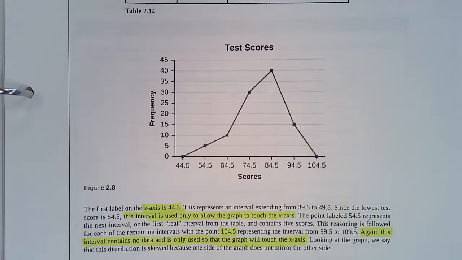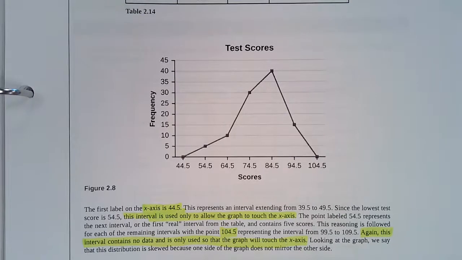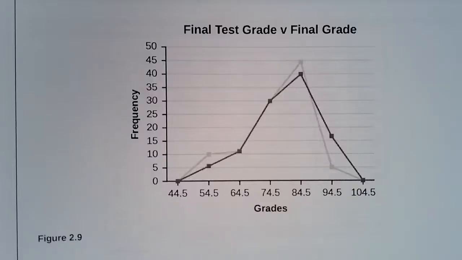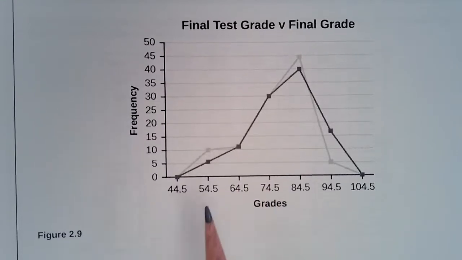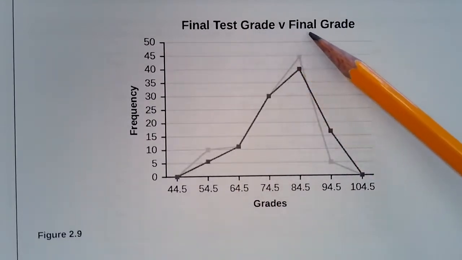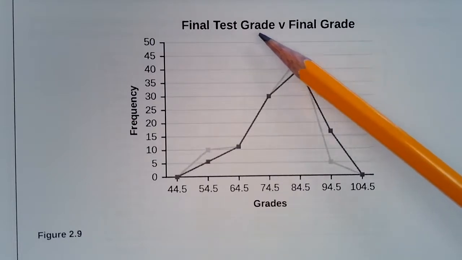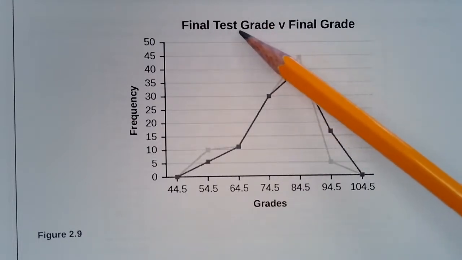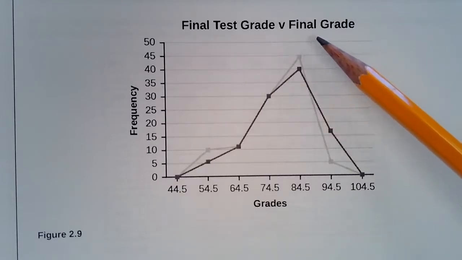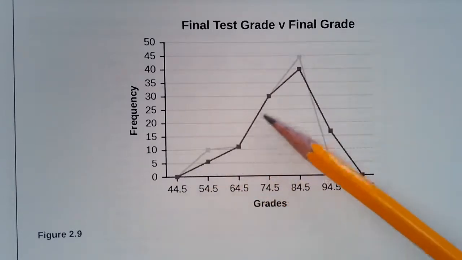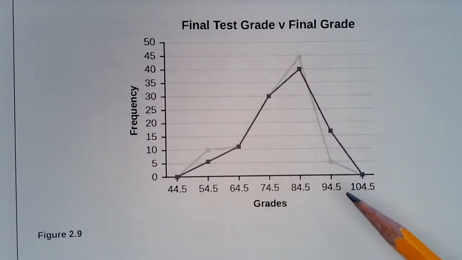One of the things that we like to do with frequency polygons is to compare them, and you can overlay them. This is an example of overlaying frequency polygons. One of these is the final grade, and one of them is the final test grade: the grade that you got on the last test versus the grade you ended up with at the end of the course. Then you can see the differences and similarities in patterns with these two overlaid frequency polygons.